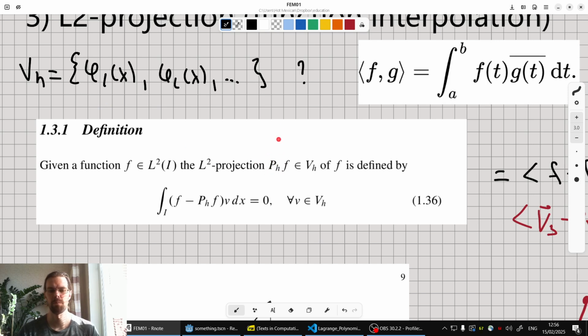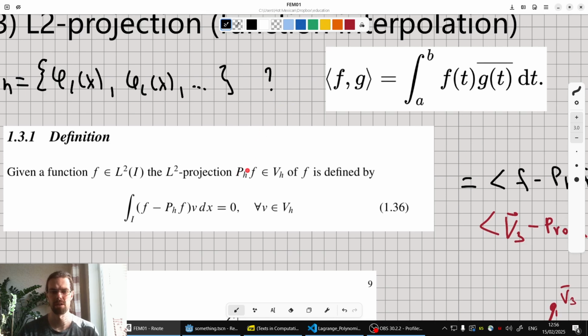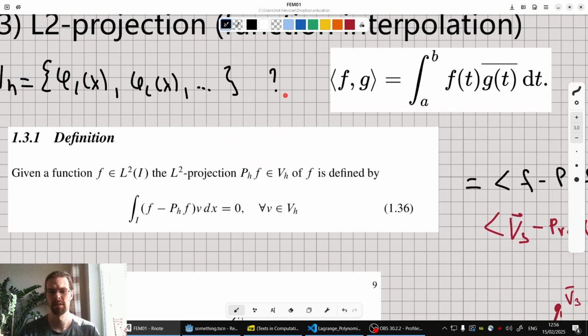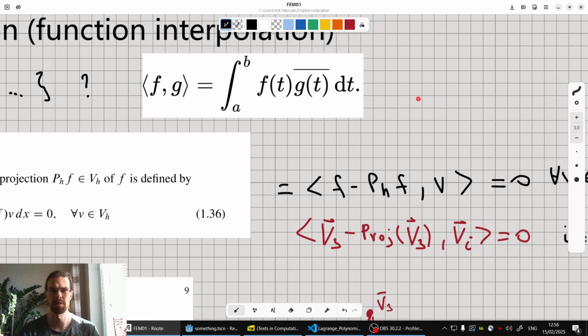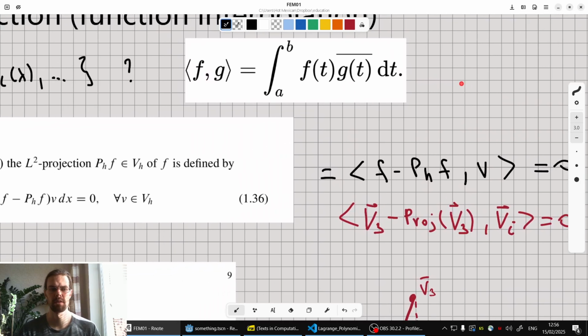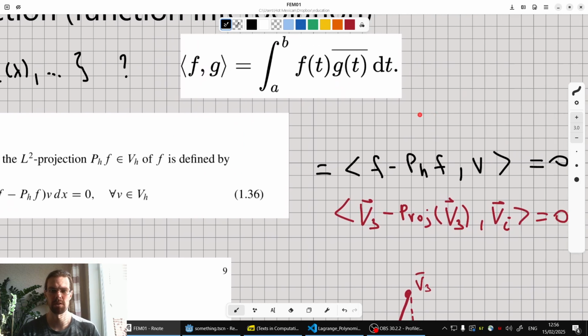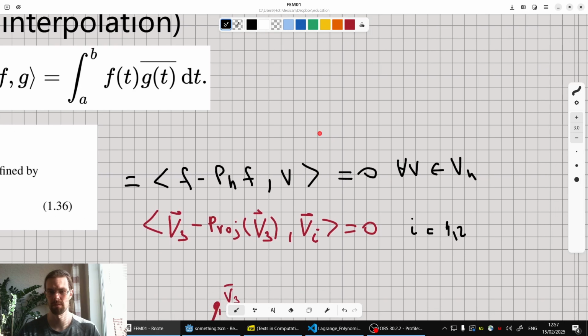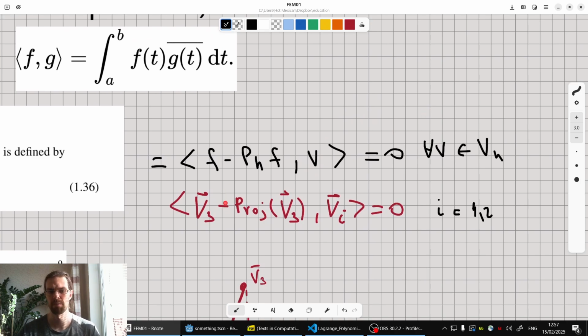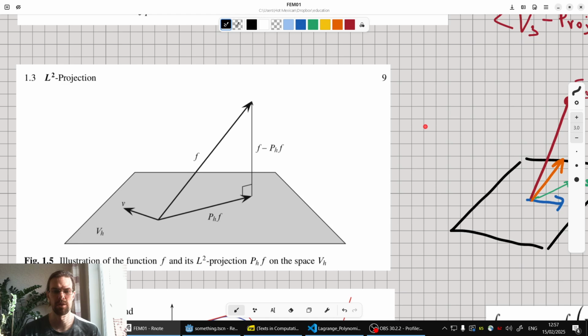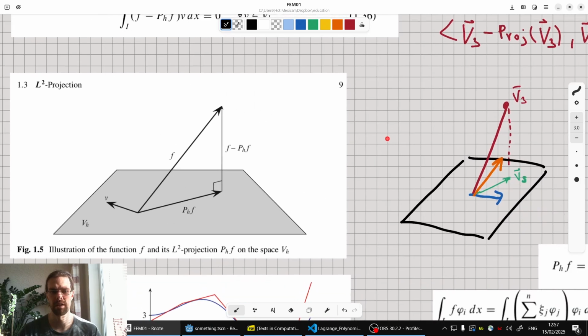So here they use pH as this kind of projection operator onto hat basis. So this expression looks like this. We can rewrite it using our inner product as follows. So F minus projection of F dotted with some basis vector V. This is basis function, and we can compare it with our result from the minimization problem, and it is pretty much the same. It's absolutely the same idea. And so even the images, right, they're absolutely the same.